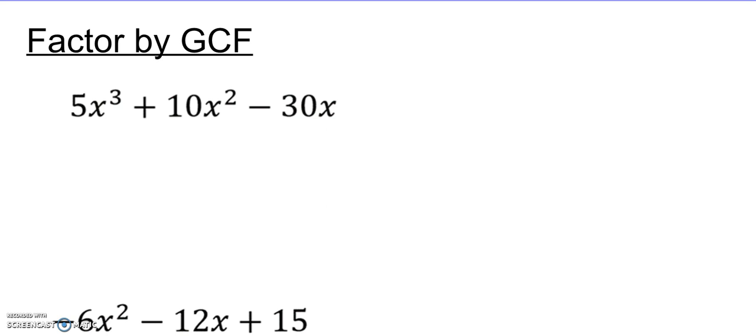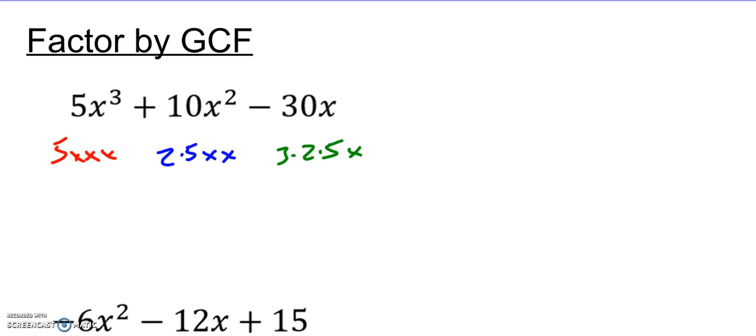So if I look at 5x to the third, that's 5 times x. And then if I look at 10, I've got 10. I can split that into 2 times 5, and then x squared, x, and x. And then 30, I can split this into 3 times 10, or 3 times 2 times 5, and times x. And what we can look at here then is, what do all these things have in common?